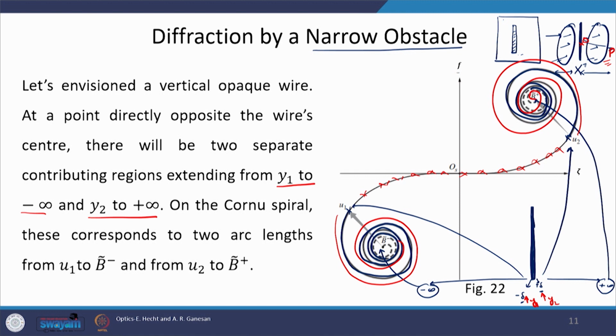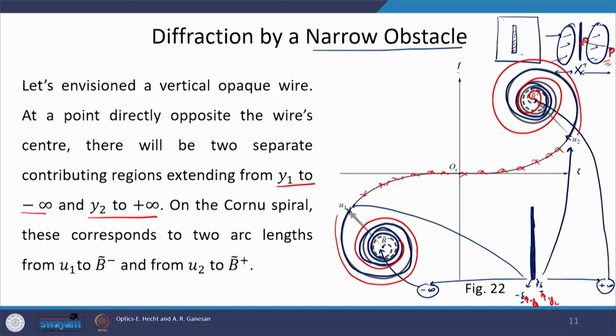Okay, these would be the two chords or two arc lengths which would represent the irradiance at point of observation P due to the narrow obstacle or narrow wire. Now, if we move ourselves laterally, then these spirals will slide up or down as per the rules which we discussed in last class as well as today.